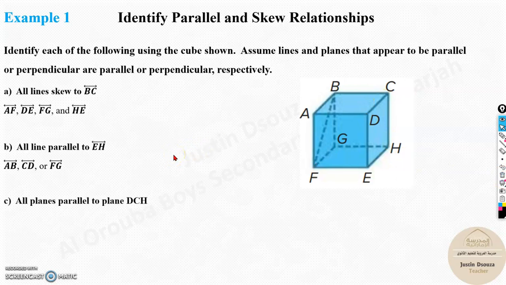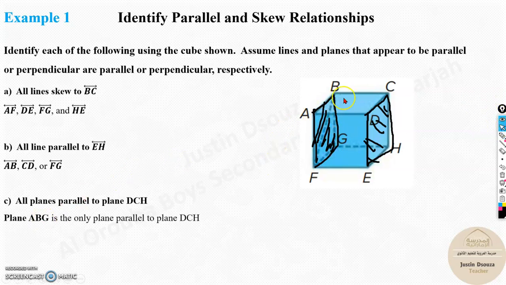And now the next one would be all planes parallel to the plane DCH. So this is the plane. Now, which is the plane that is parallel to it? This plane ADEF? No, because it touches. Not even this plane, not the top, not the bottom. Only one plane is parallel, that is ABG, or AFG, or AFB. This one, the one which I have just now shaded. So ABG is the plane that is parallel to DCH. So that is about parallel and skew relationships.